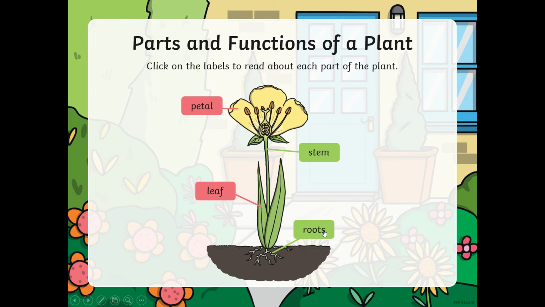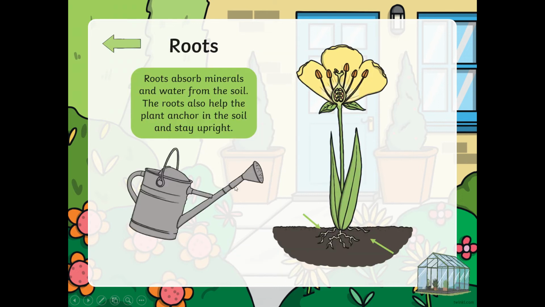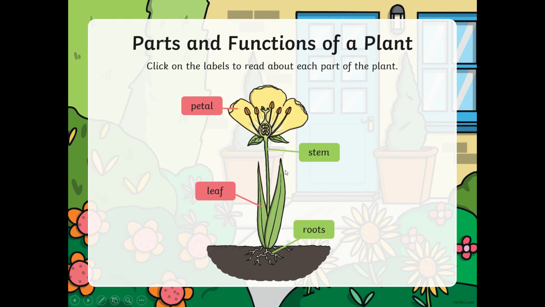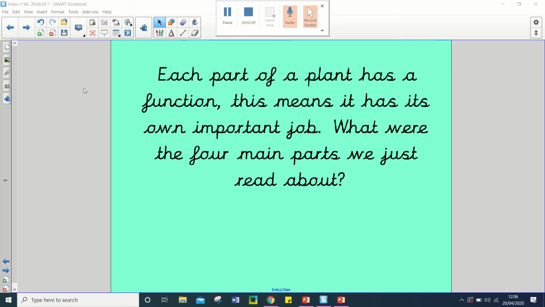And then the last one, roots. Roots absorb minerals and water from the soil. The roots also help the plant anchor in the soil and stay upright. Okay, so they are just 4 parts of a plant, and it's told us the functions of the plants as well. So from working through the PowerPoint, we can see that each part of the plant has a function. This means that it has its own important job.